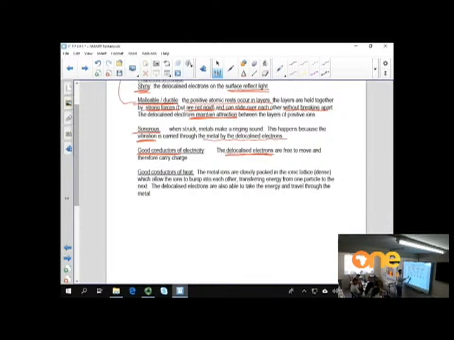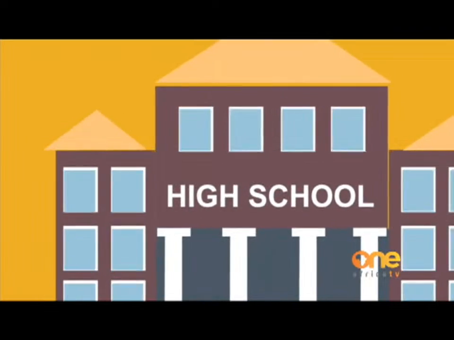Good conductors of heat, just said the metal ions are closely packed, they're close together, metals are dense, so it's very easy to bump into the one next to you and make that one bump and the next one bump. Because we have an ionic lattice and the ions will bump into each other, transferring the energy from one particle to another, one positive atomic rest to the other, and the delocalized electrons can also take energy and go, usually from a point where there's lots of energy spreading to a point where there is less.